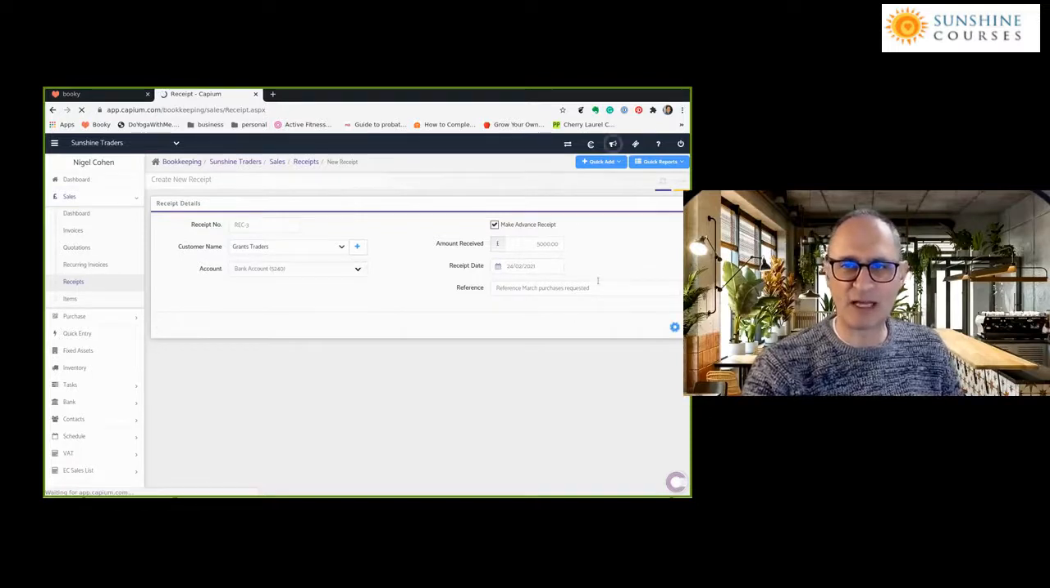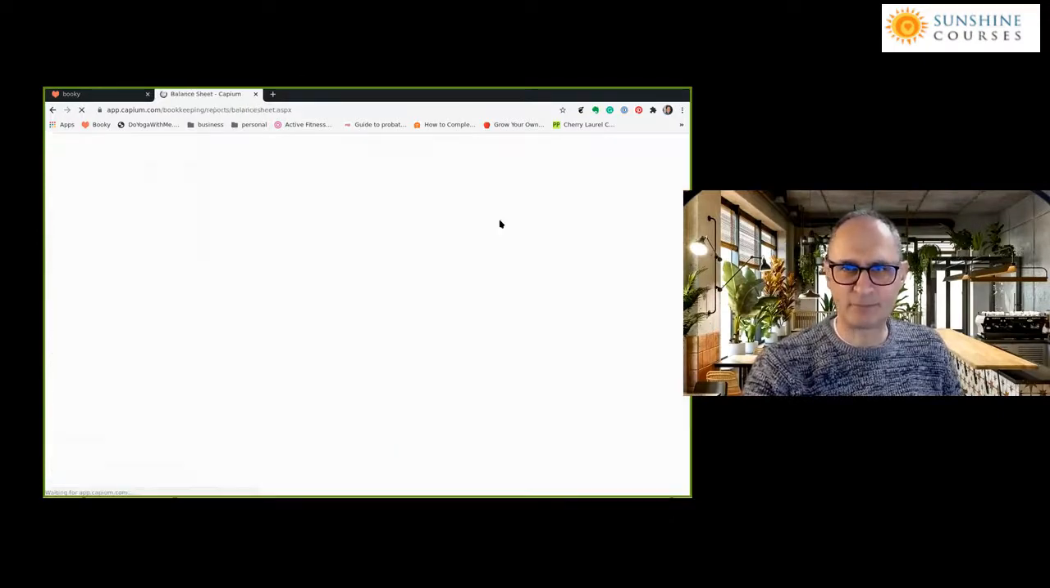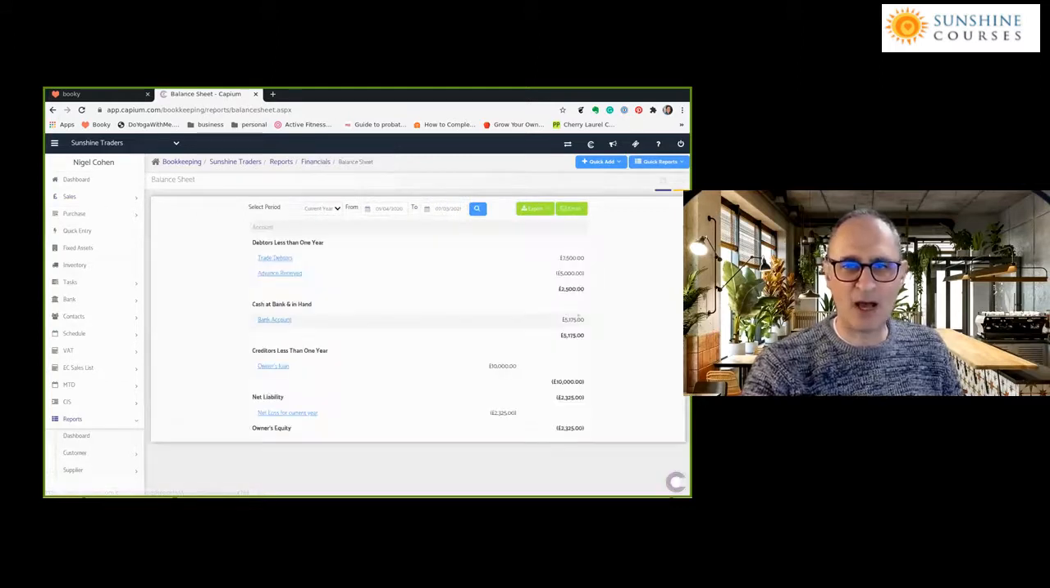Remember, it's £5,000 we've received in advance. So let's just have a quick look at the balance sheet and look at our bank account. Our bank account now shows a positive £5,175. And look at our debtors. Our debtors shows debts due of £7,500, but a negative amount advanced received.